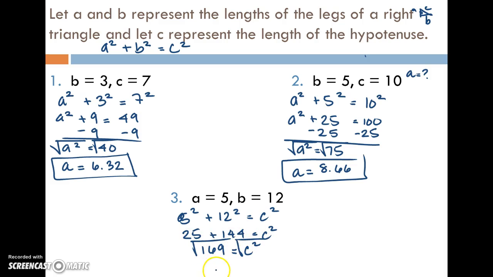And then I'll square root both sides. C is equal to 13. There you go.